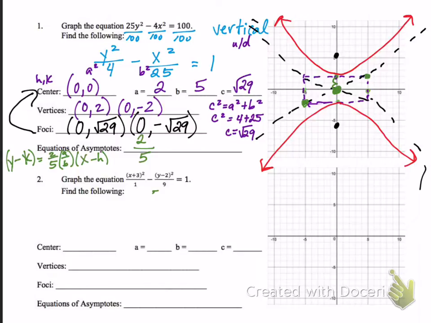Is it always A over B? If it's a horizontal, then it's b over a. So that's why I don't say memorize the formulas, because it's easier for me to just visualize what this line right here is to find the slope. So 2 over 5, x minus 0, and then over here would be y minus 0 equals 2 over 5 x minus 0.